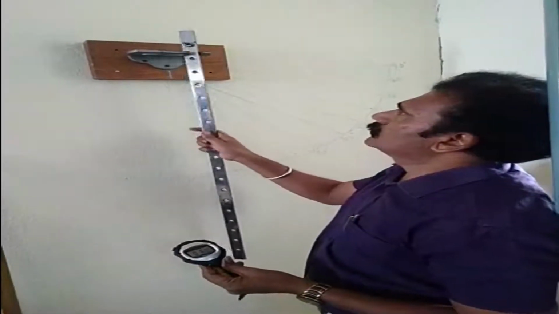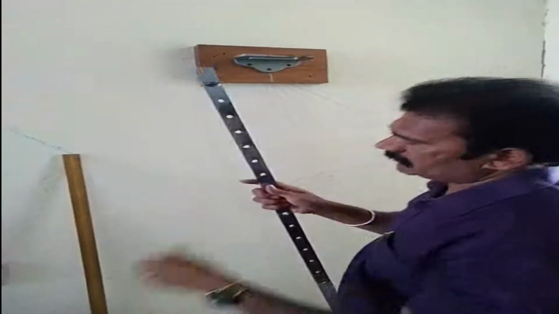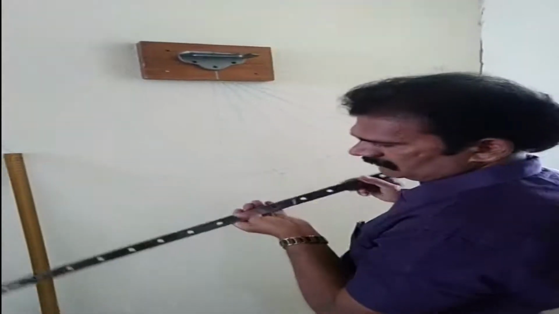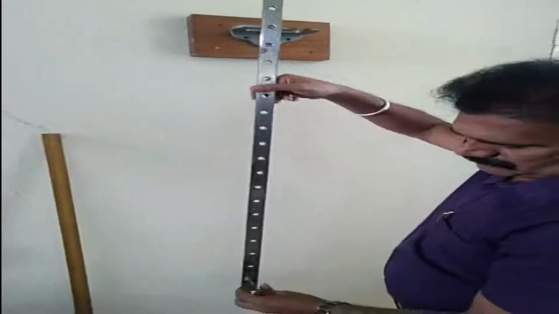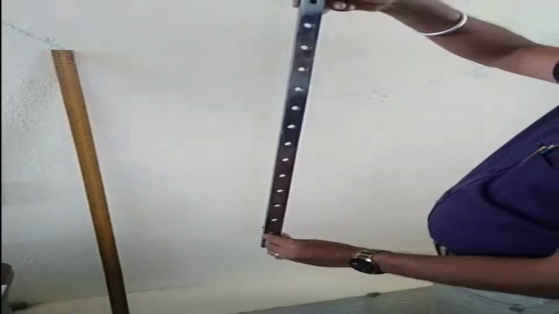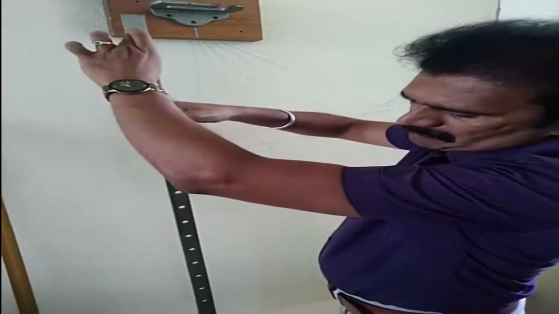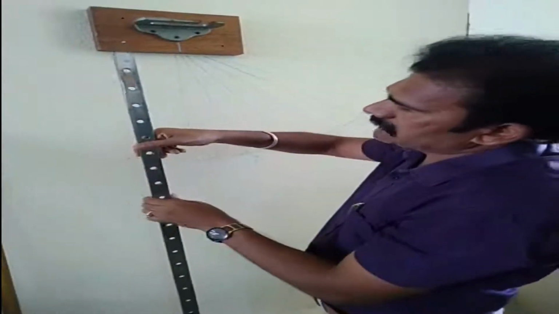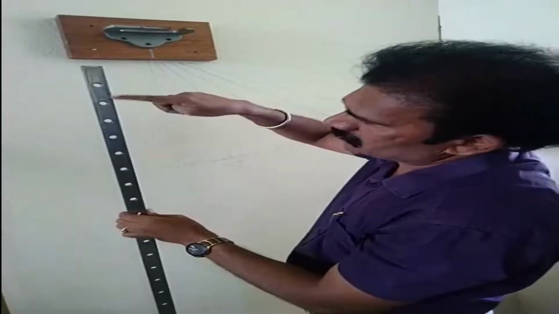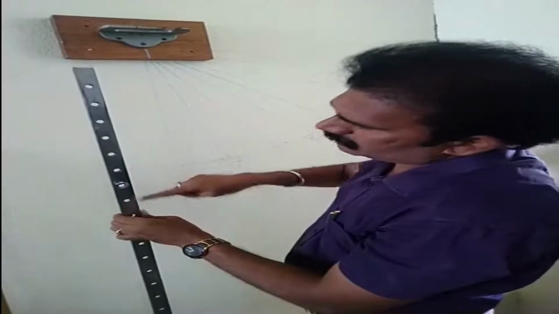Then you have to remove the bar pendulum and reverse the bar pendulum like this. Okay, and then remove the knife edge also. Fix the knife edge from the other side of the hole, and again repeat the experiment for the time taken for 10 oscillations for each hole. 2 trials for each hole for all 9 holes on the other side.